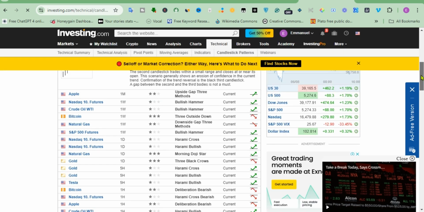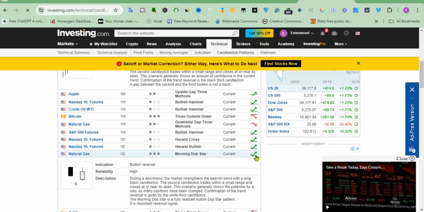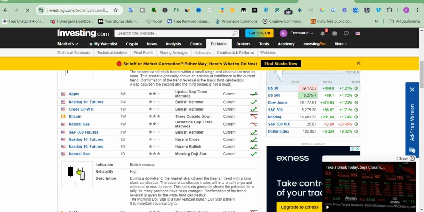Yeah, it's morning doji star. Okay, this is morning star. Let's open it. You can even see the sign there, you can see up, downside gap three method, you can see down. This is morning star.